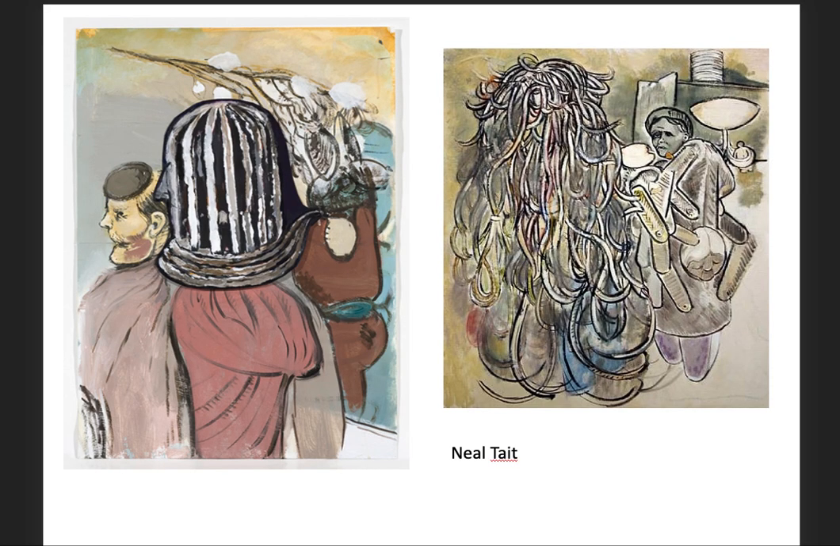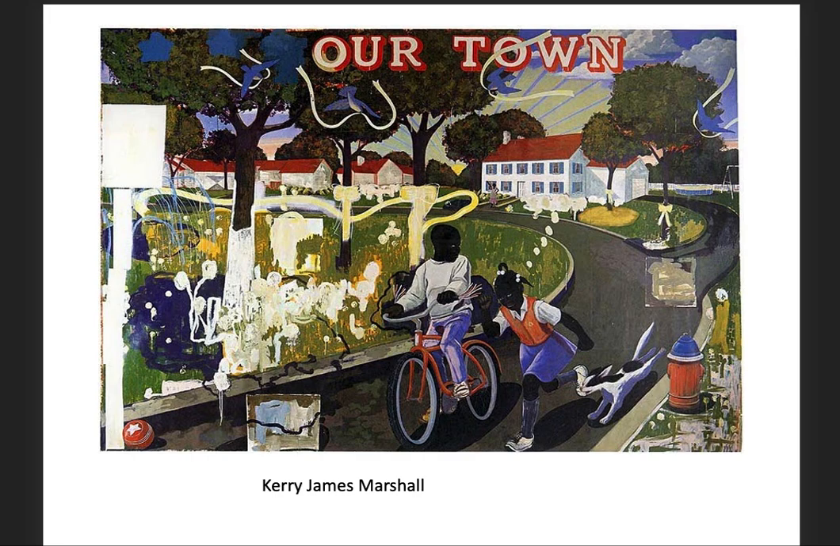Neil Tate is a Brit who paints images that are directly taken from newspapers. And he'll draw and trace these little line drawings on top of transparency paper and then project them and then invent from there. Kerry James Marshall is an artist who pulls from history painting.